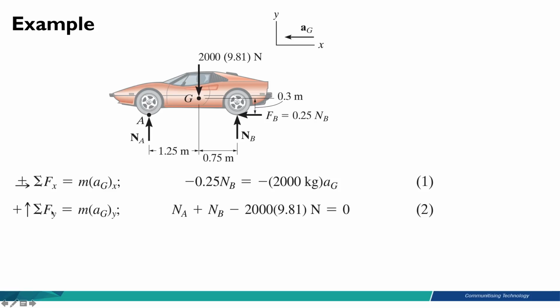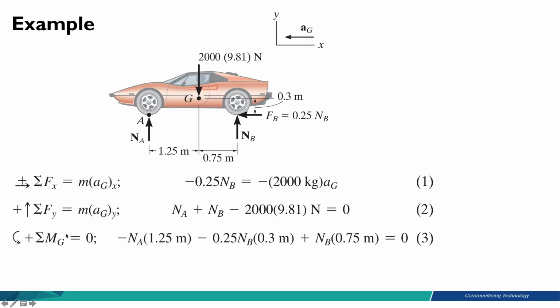By looking at these two diagrams, the free body diagram and the kinetic diagram, you can easily fill in what you should write on the left hand side of the equation and also on the right hand side of the equation. So you have Na plus Nb minus 2000 times 9.81 equals to 0. That is our second equation. We have the third equation, which is the sum of moment. The sum of moment for translation is equal to 0 because the car is not rotating.